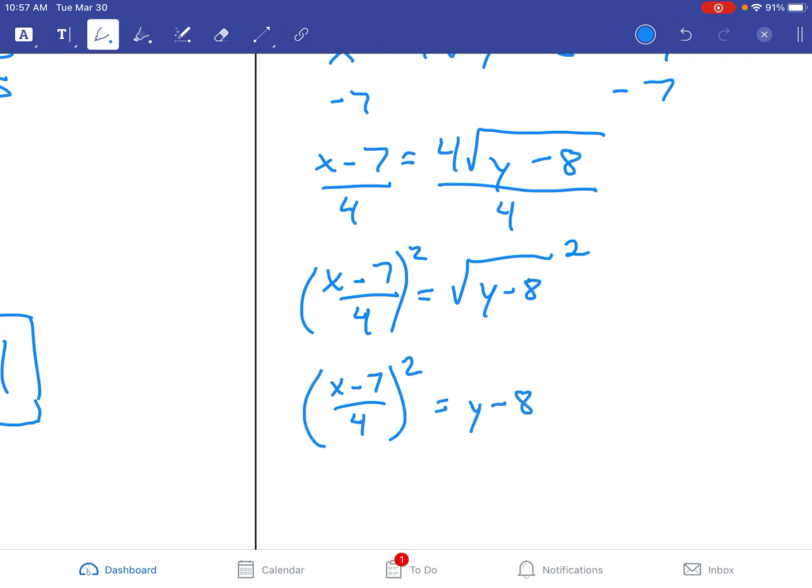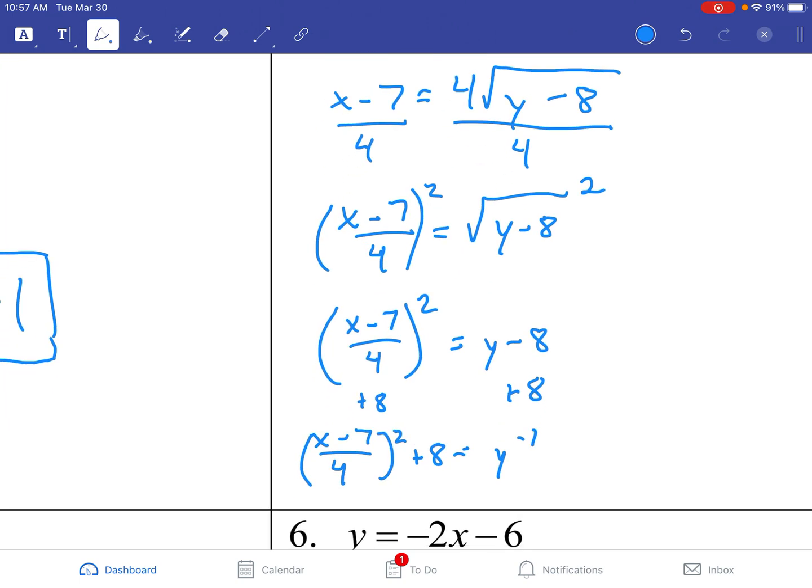Equals y minus 8. And the last step to get y by itself is to add 8. So you're just going to add it to the outside. So we have x minus 7 divided by 4 squared plus 8 equals y. I'm going to put the, actually, you know what? I'm going to flip that around.